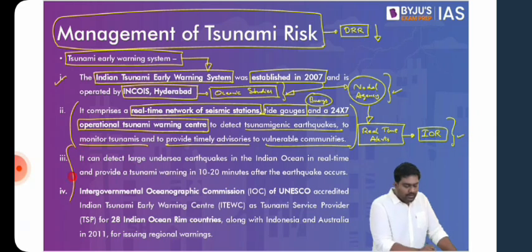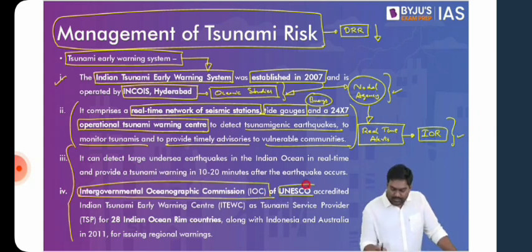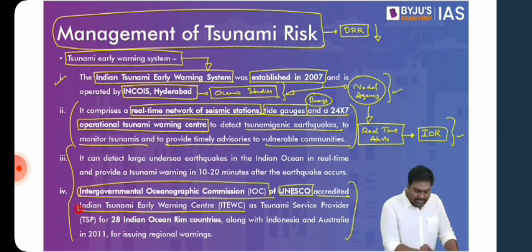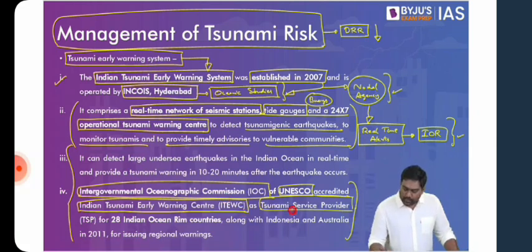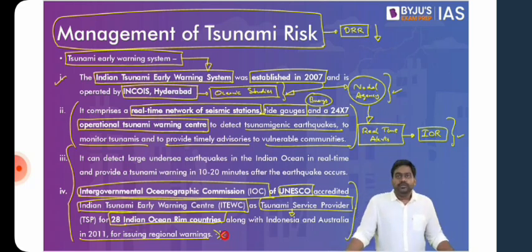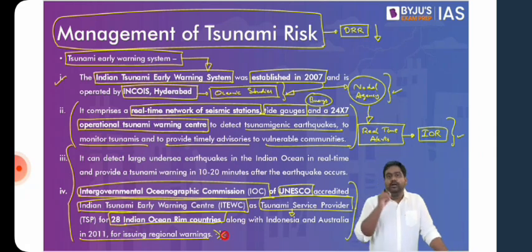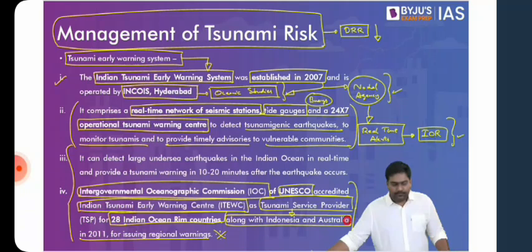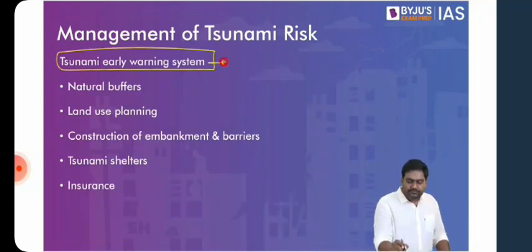The Intergovernmental Oceanographic Commission of UNESCO has recognized the Indian Tsunami Early Warning Center as the alert provider for 28 Indian Ocean countries. Please remember this point again, very, very important. This system will not only help India, it will help almost all the countries in the Indian Ocean. India's Tsunami Early Warning System has been recognized as the nodal agency to give alerts for 28 Indian Ocean rim countries because they don't have the facilities and the technology. The Commission has designated the Indian Tsunami Early Warning Center as the nodal early warning agency for the Indian Ocean, stretching from Indonesia to Australia to West Asia to East Africa. Is that clear?